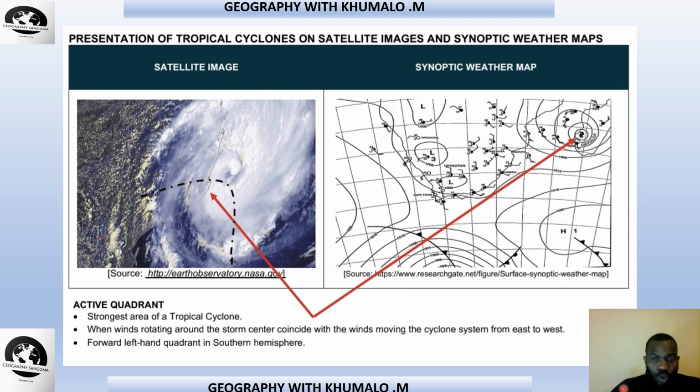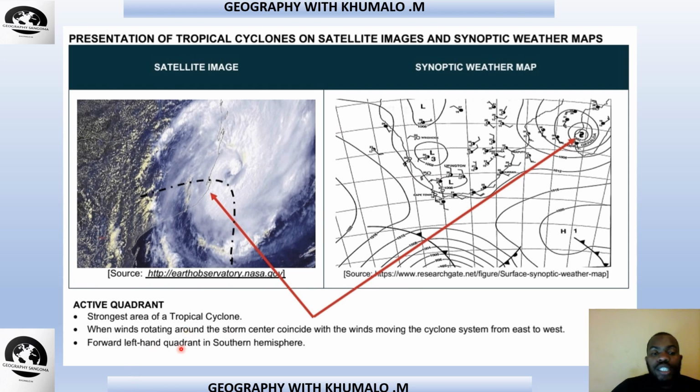Now, one of the important things that I want to highlight is the active quadrant, which they call the semicircle. This is the strongest area of a tropical cyclone. This is where danger is happening. Do you know? Danger, khafar, ingozi. That is where it is happening in the semicircle. That is also called the active quadrant.